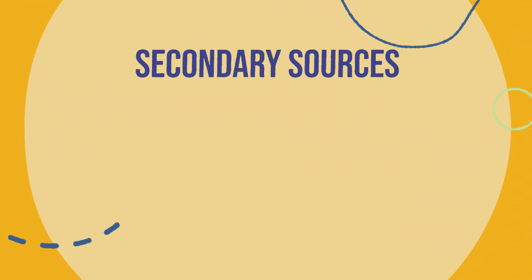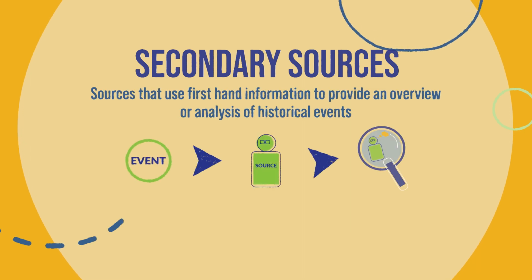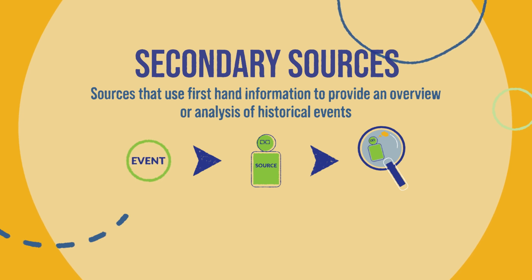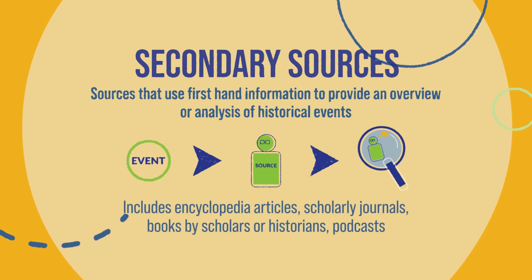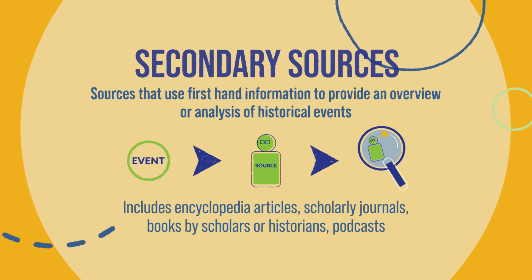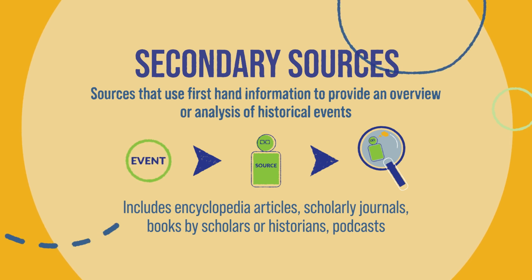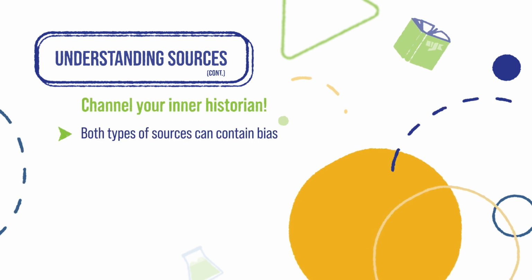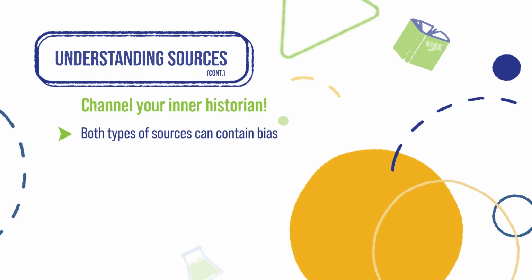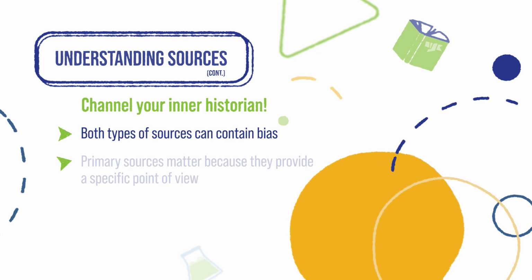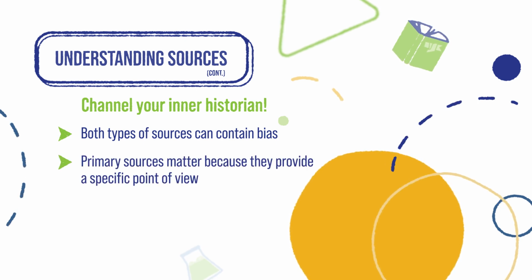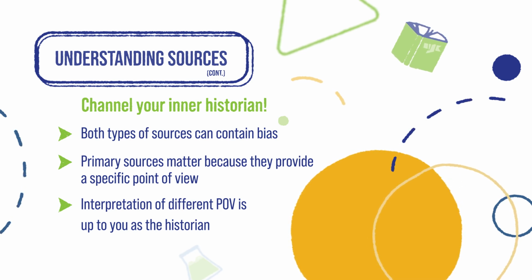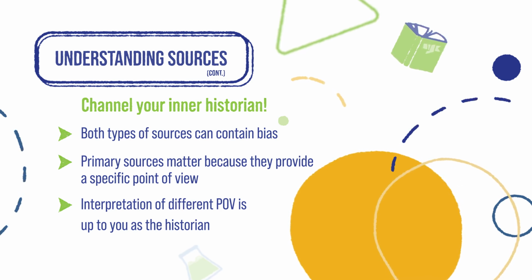Secondary sources are those that use that first-hand information to provide an overview or an analysis, or provide a general context for you. This includes encyclopedia articles, scholarly journals, books by scholars, or podcasts. So does this mean that primary sources don't have any bias? No. Even a primary source can have bias. It's just about having a different point of view. It's important to look at different points of view when you're completing your project, but it's up to you to analyze them. Sometimes the difference between a primary and secondary source is not so easy to tell.